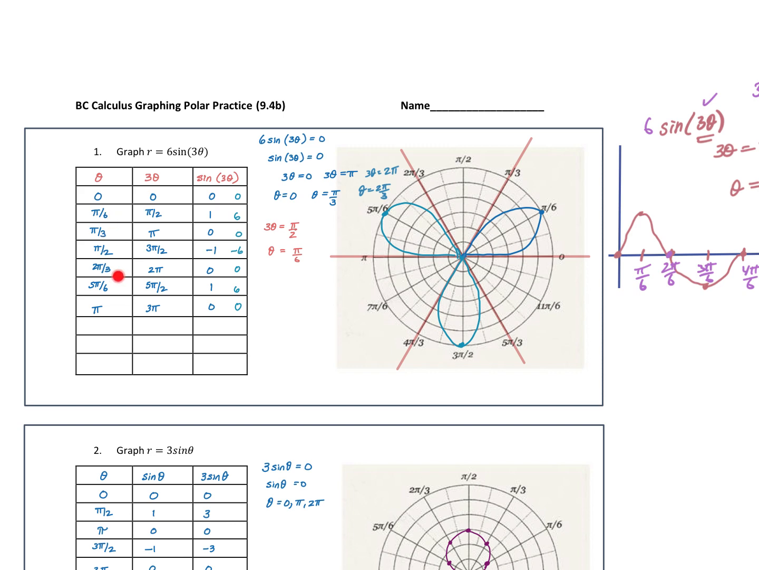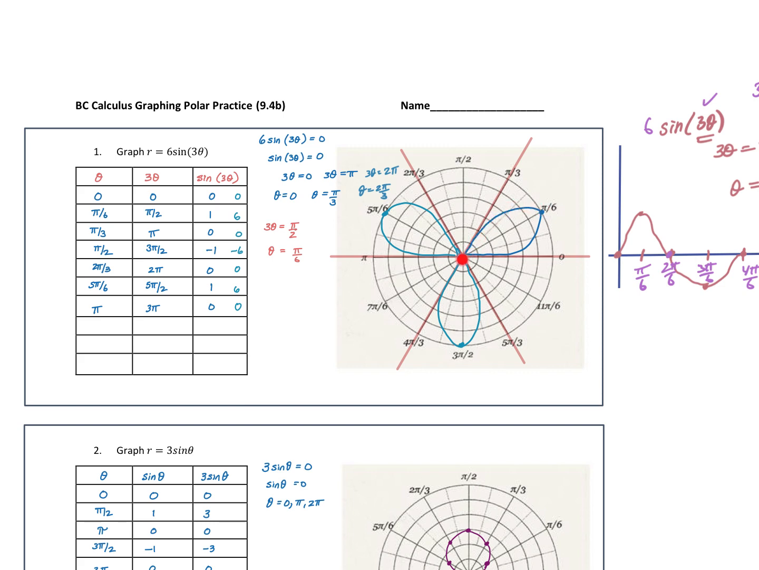That's a full cycle. So it goes 0, 1, 0, negative 1, 0. Since we have the 6 in front, it's going 0, 6, 0, negative 6, 0. So that is a full cycle. So let's see if we can graph that. At 0, it's 0. At pi over 6, it's at 6, and it goes back to 0.